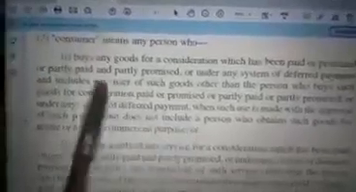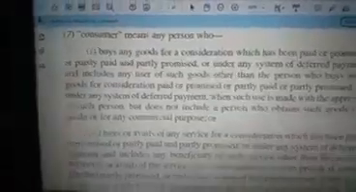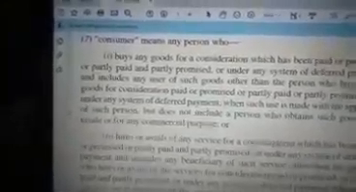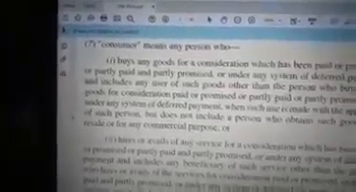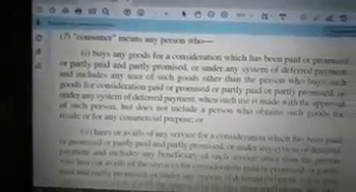Consumer does not include a person who obtains goods for resale or for any commercial purpose. So there are two points: resale and commercial purpose. If a person bought goods for resale, suppose I am the dealer and I have purchased some units of goods from the manufacturer which I am going to further provide to the retailer, my sole intention here is to purchase those goods for resale. I am not going to use the goods, so I would not be called a consumer. If a person purchases goods for resale, definitely he would not be counted as a consumer.